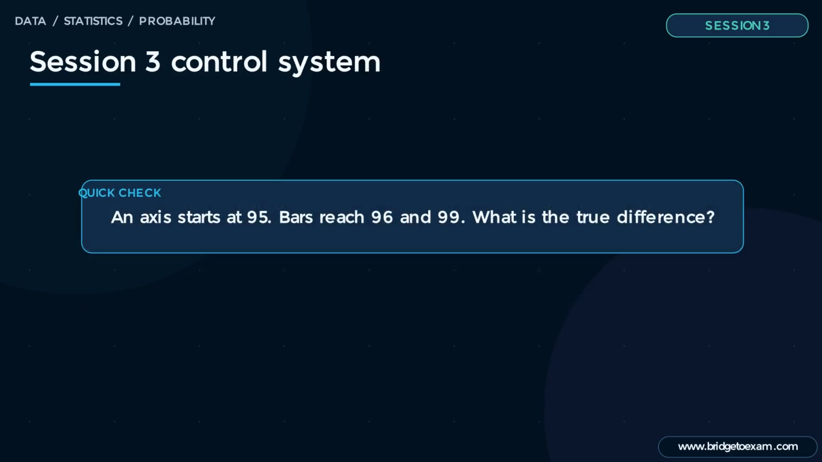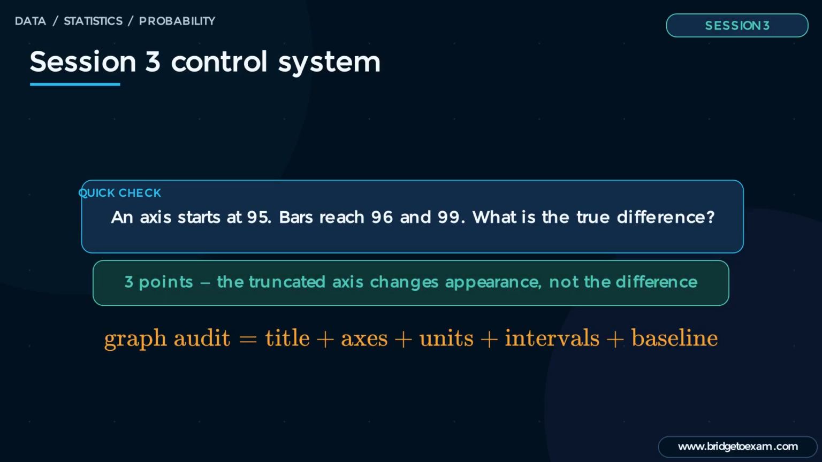Quick check. Averages of 96 and 99 differ by 3 points, even if an axis beginning at 95 makes the second bar appear dramatically taller.